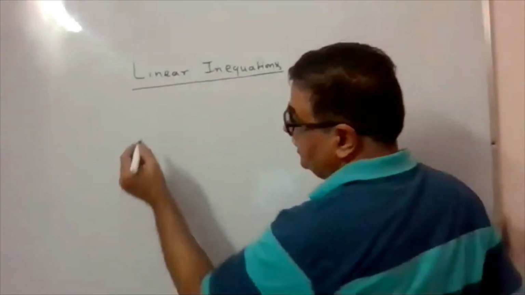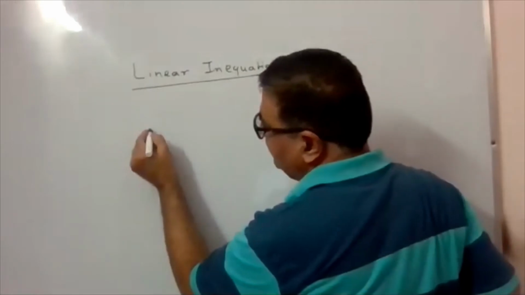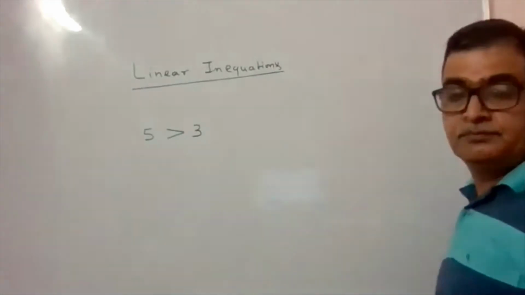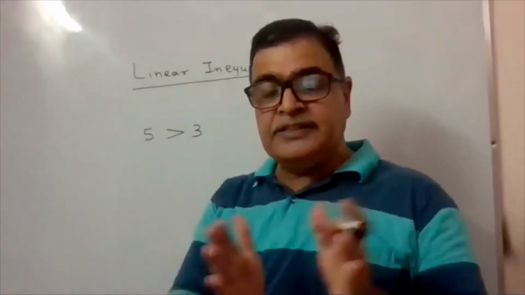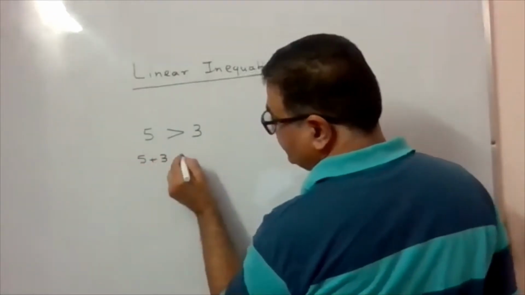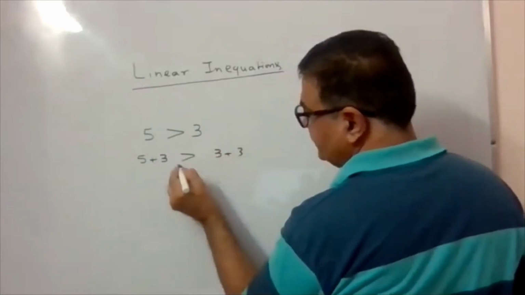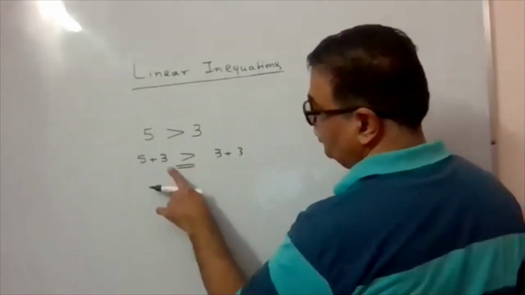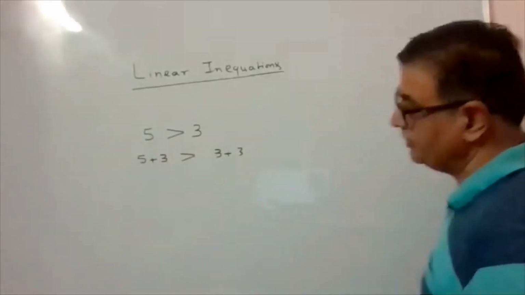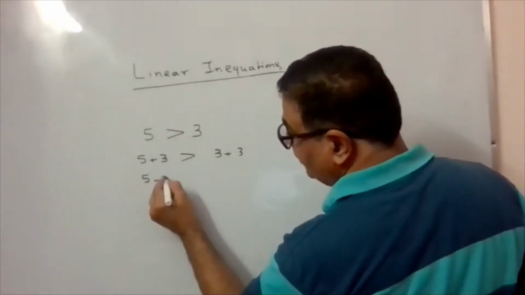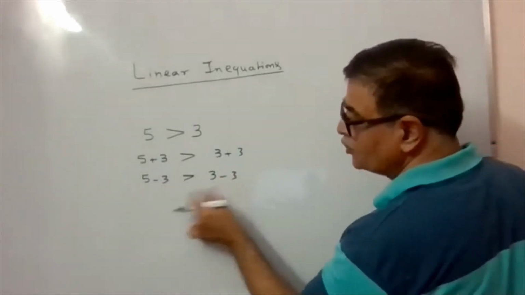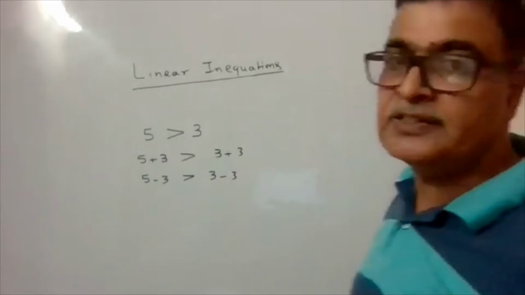That means, if any inequation is given, a simple example I am taking, we know that 5 is greater than 3. If you add the same number on both sides, for example, if I add 3 on both sides, is this sign going to change? No, because if it is greater, it will become more greater. Now it will be 8 and this will be 6. Still this will remain greater. Or if I subtract now, then is there any change? Just check. This is coming 2 and this is 0. So 2 is greater than 0. Again we will say yes, it is going to hold.